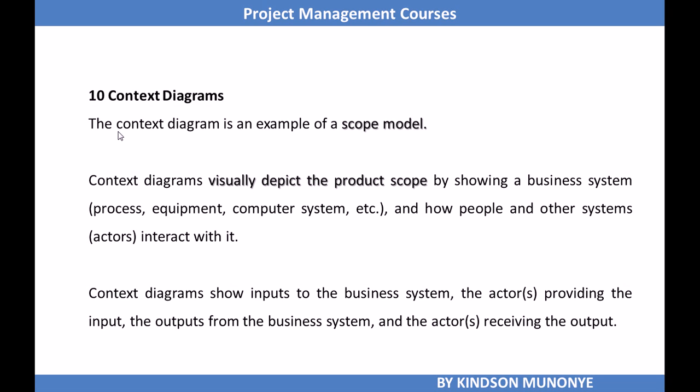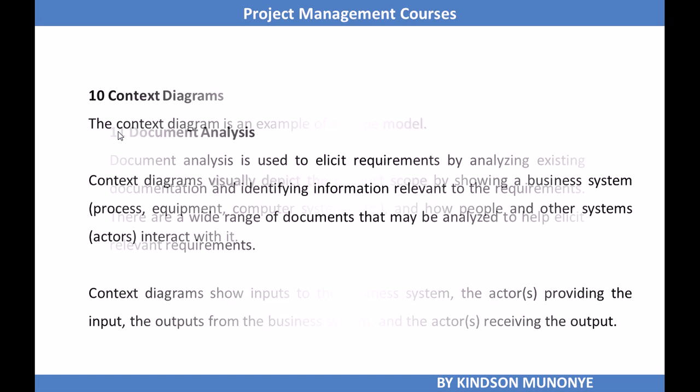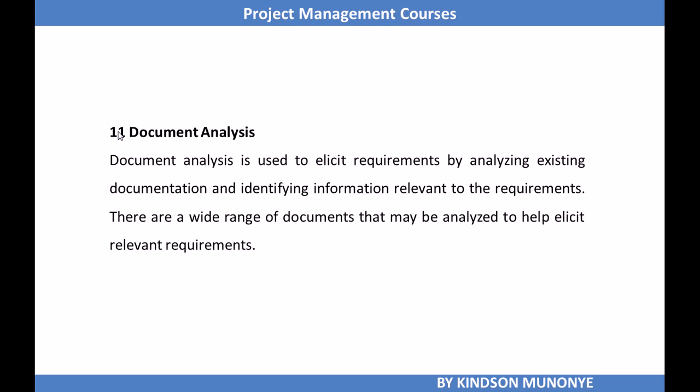A context diagram visually depicts the product scope by showing a business system and how people and other systems interact with it. Context diagrams show input to the business system, the actors providing the input, the outputs from the business system, and the actors receiving the outputs.